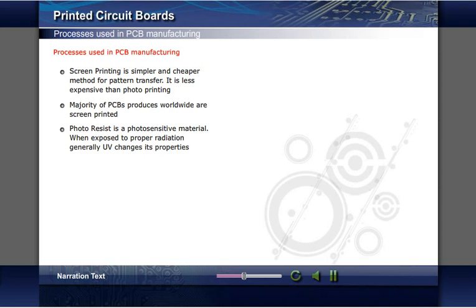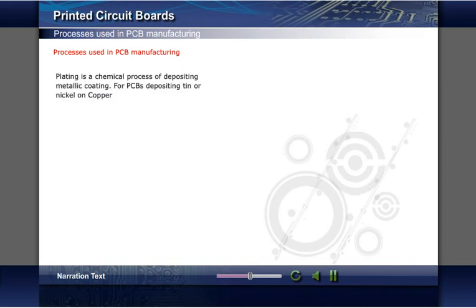Photoresist is a photosensitive material. When exposed to proper radiation, generally UV, it changes its properties. Plating is a chemical process of depositing metallic coating. For PCBs, it means depositing tin or nickel on copper.